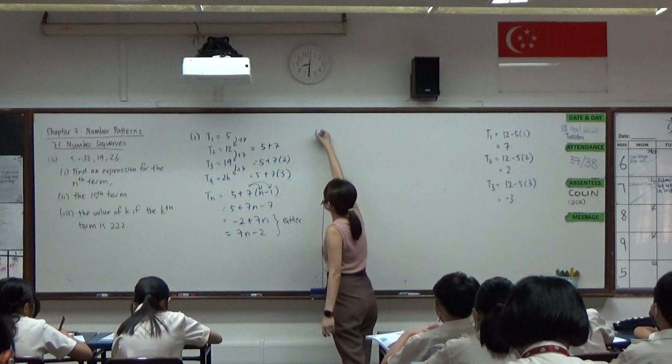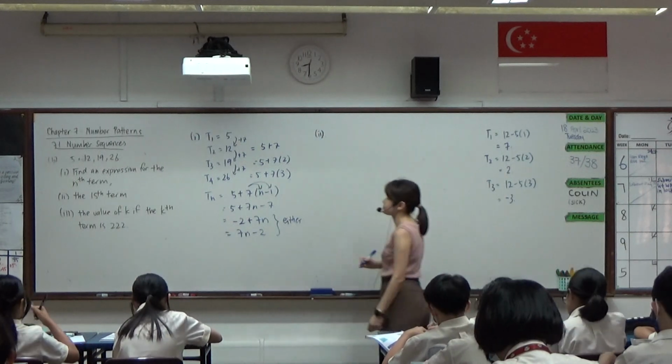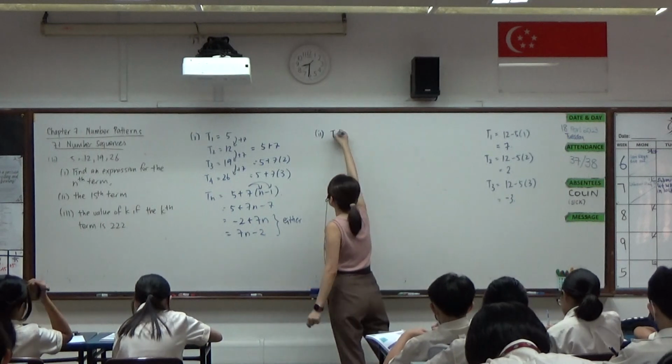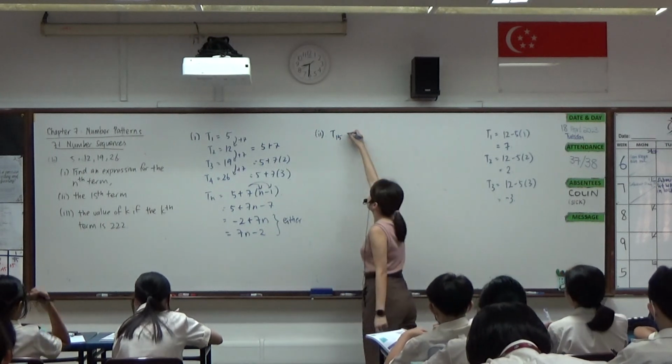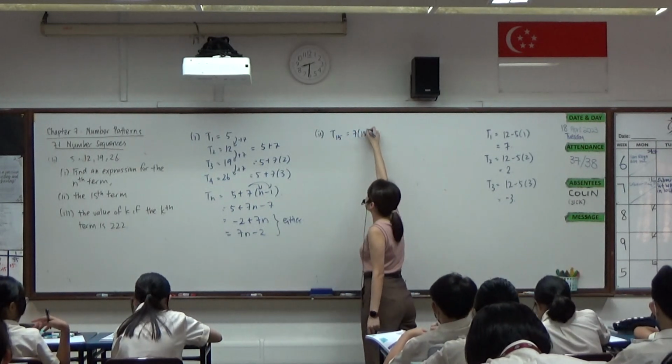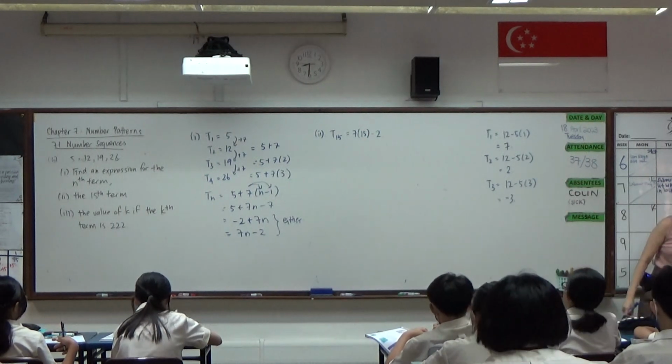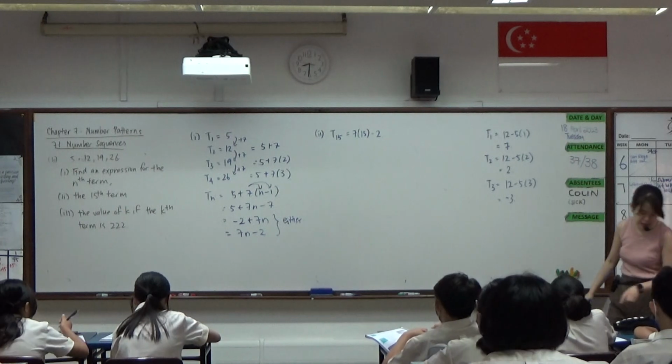Alright, then let's take a look at part 2. Part 2 wants us to find the 15th term. So T15 will be when n is 15. So we place in the formula n equals 15, and what we will get is 103.